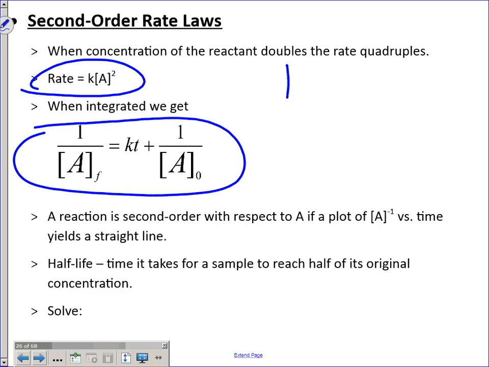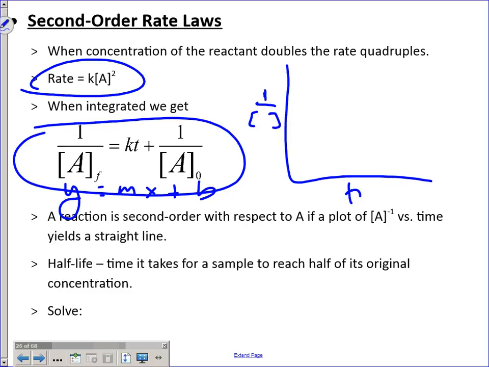So what does this graph look like? What's my y-axis? This is what I think you definitely need: initial information in the graph. Say the y-axis again. 1 over the concentration, right? This is y, this is mx plus b. Okay? What is the x-axis? Time. And then how does this graph look? Positive or negative slope? This one's a positive slope. Second order is a positive slope. First order is a negative slope.